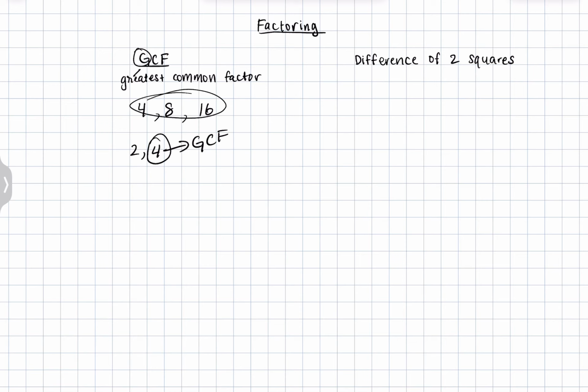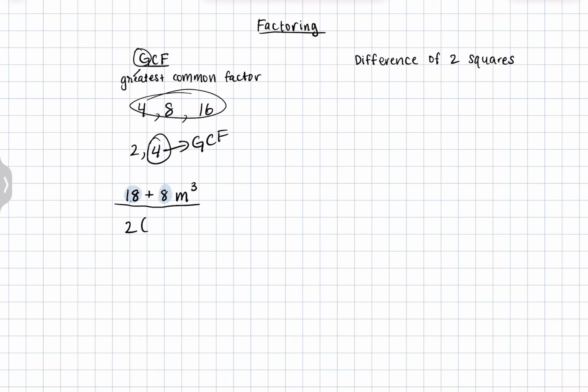Okay. So now that we know what GCF is, let's look at a few examples with expressions. So let's say we have 18 plus 8m cubed. What we're going to do is look at the coefficients first. We have 18 here and 8. Those are our two coefficients. And our greatest common factor of these two numbers is 2, because 2 is the only number that divides evenly into these two numbers.